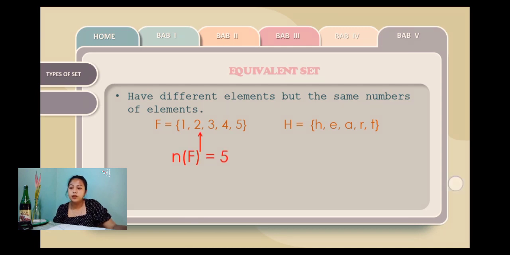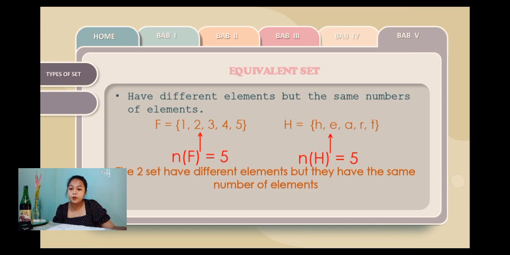Here, the cardinality of set F is equal to 5 and the cardinality of set H is equal to 5 also. So, the two sets have different elements but they have the same number of elements. So, F is equivalent to H.